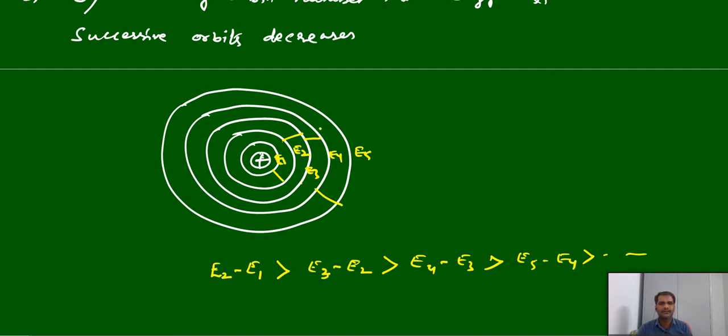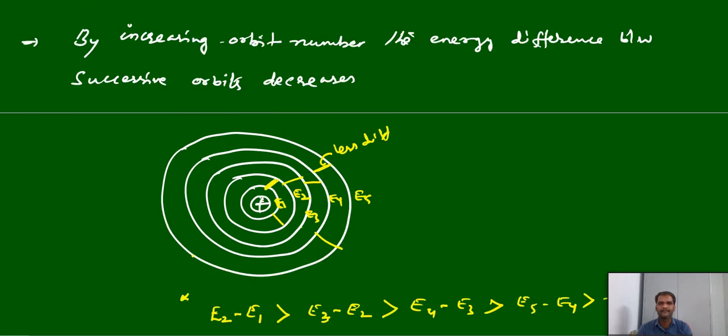If you compare the gap between these two and the gap between these two, this gap is very small. Here we can see less energy difference, and here initially it has more energy difference. This point is also very important, you should keep in mind. By increasing atomic number, the energy difference between two successive orbits decreases.